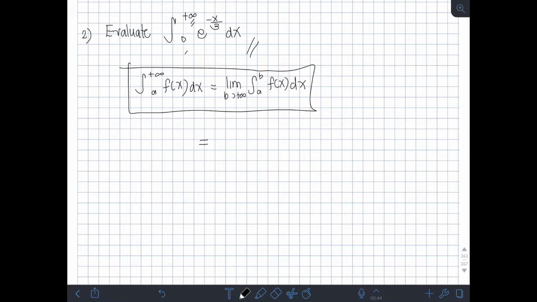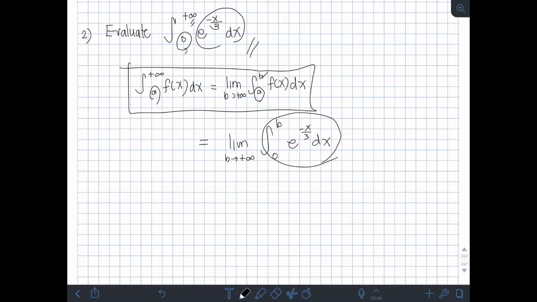So, it is equal to the limit of the integral of f of x dx, which is this expression, right? E raised to negative x over 3 dx. Then, from lower limit a, which in this case is 0, right? To upper limit b, and then as b approaches positive infinity. So, let's first evaluate this definite integral. So, we have the integral of e raised to negative x over 3 dx from 0 to b.